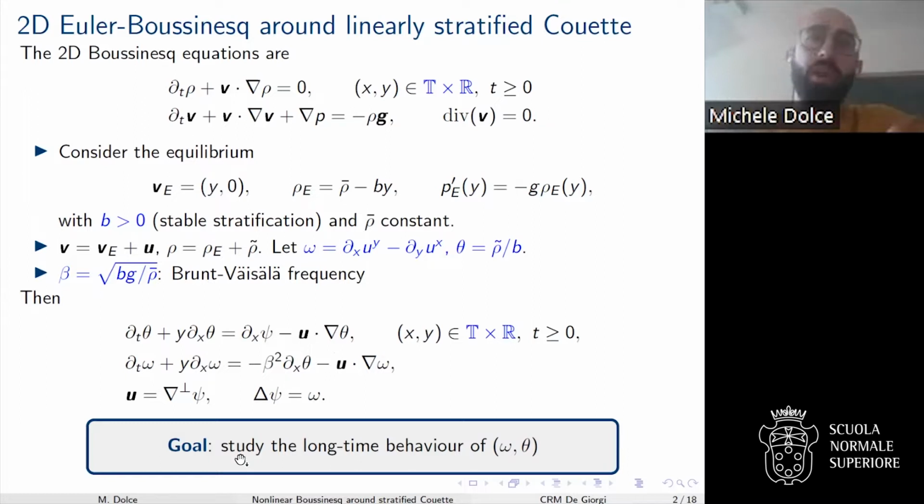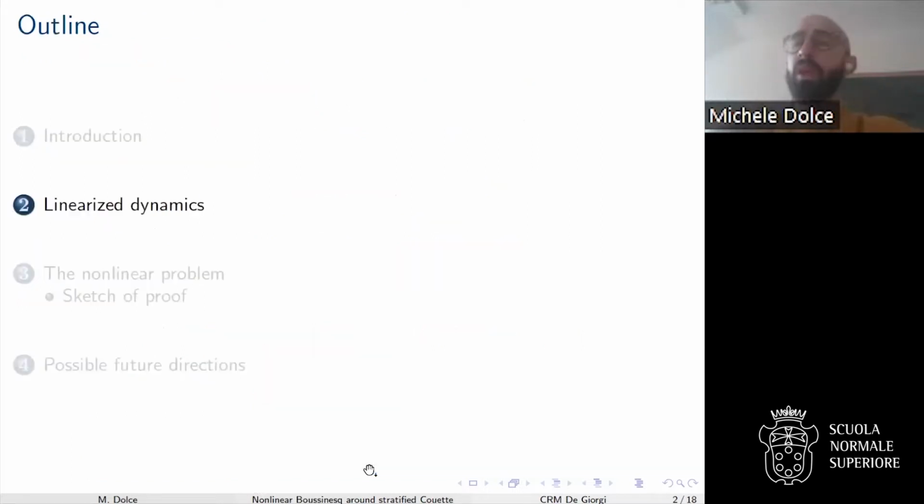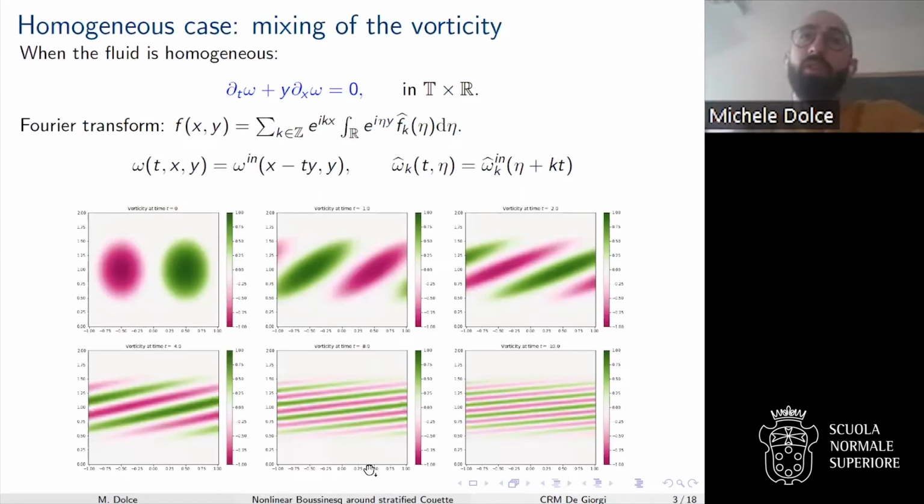Now, our goal is to understand the long-time behavior of the vorticity and the density. The first thing we want to do is see what happens at the linearized level. I quickly recall what is known in the homogeneous case, where the equations reduce to this simple transport equation that we can solve explicitly.